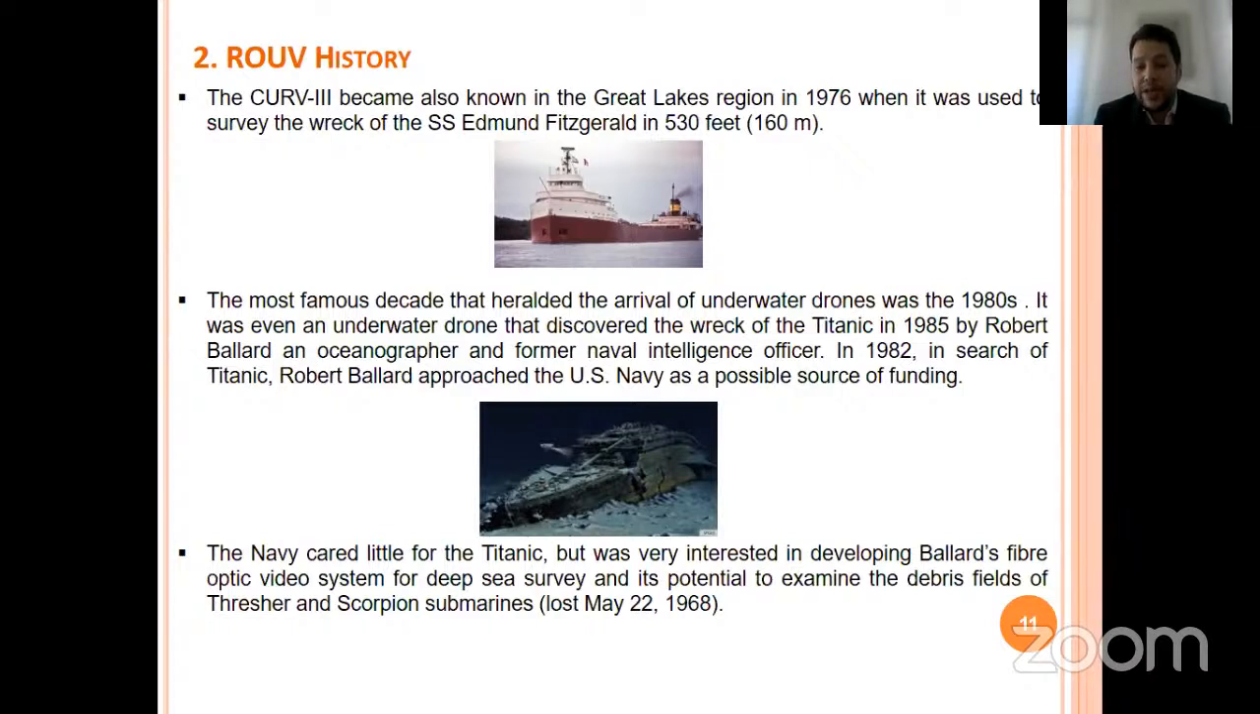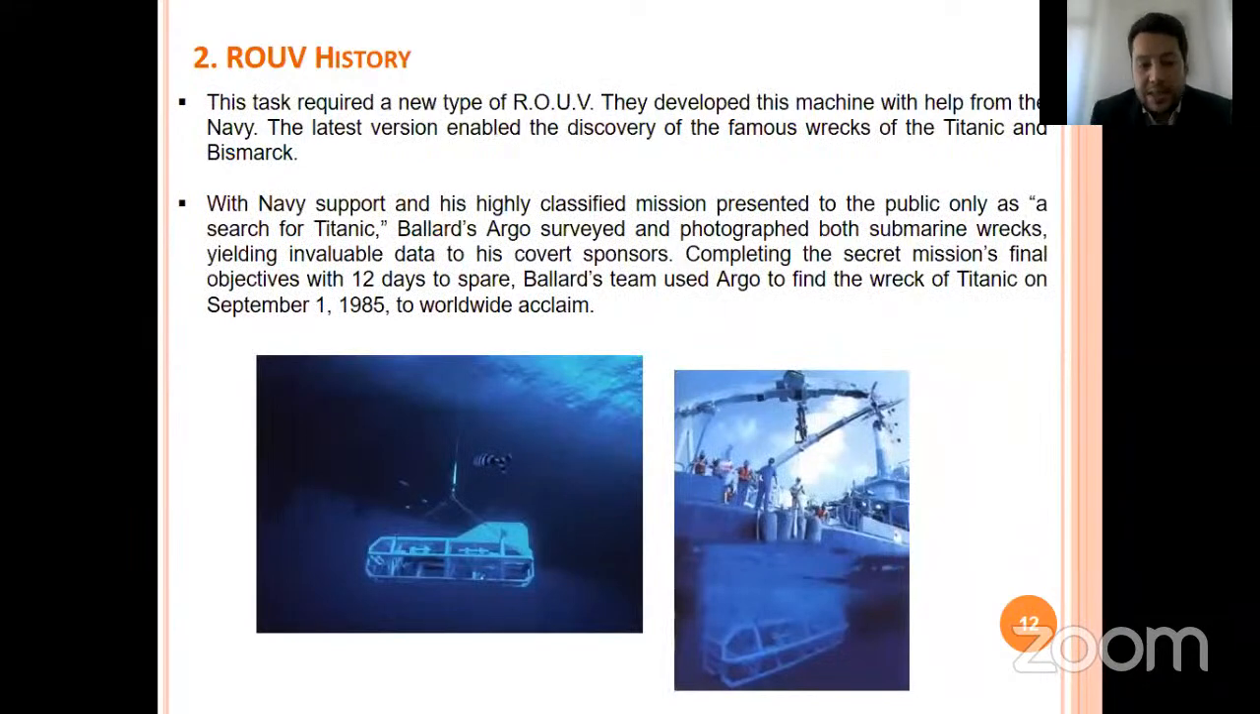In 1982, in search of the Titanic, Robert Ballard approached the US Navy as a possible source of funding. The US Navy cared little for the Titanic, but was very interested in developing Ballard's fiber optic video system for deep sea survey and its potential to examine the debris fields of the Thresher and Scorpion submarines lost in 1968. So their tasks required a new type of ROV. They developed this machine with help from the Navy.